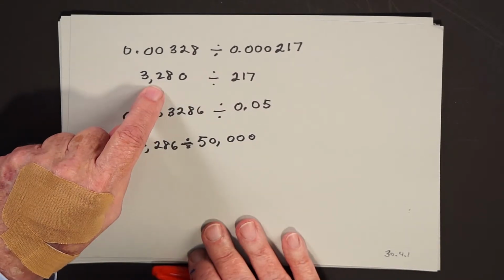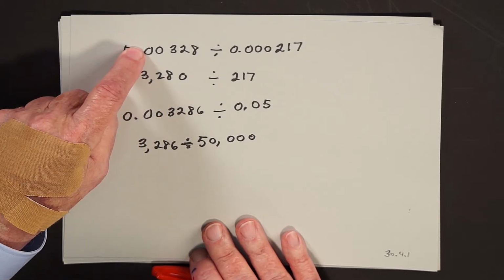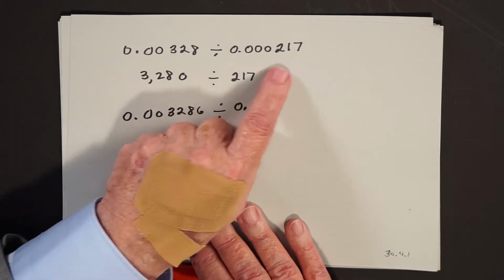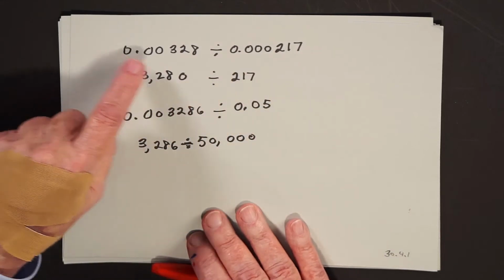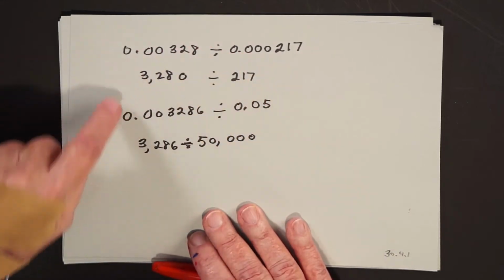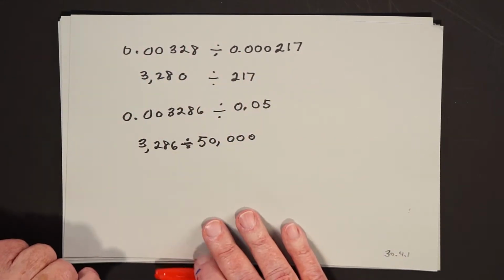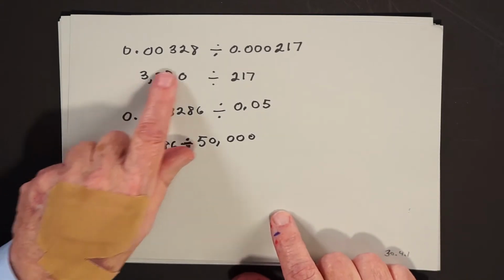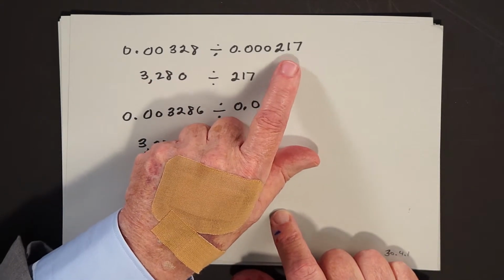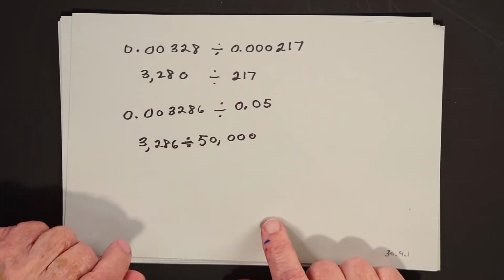Psychologically, doesn't this problem look less threatening than this problem? In other words, I don't have to worry about dividing these two decimals. All I have to do is look at this as a whole number problem. Doesn't matter where the more digits are, whether it's in the divisor or whether it's in the dividend.